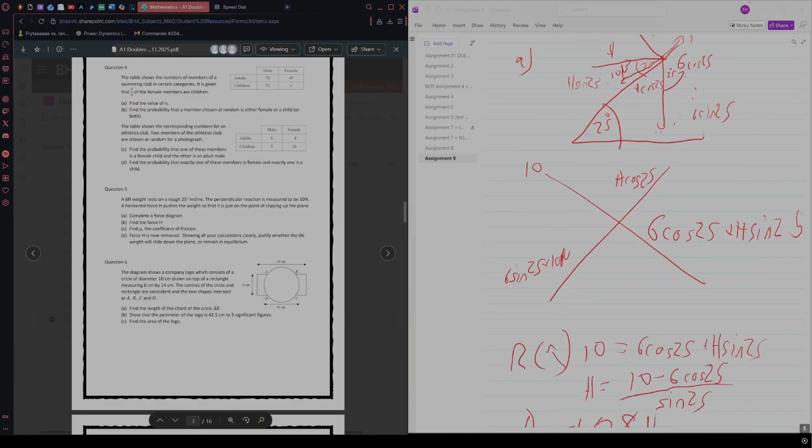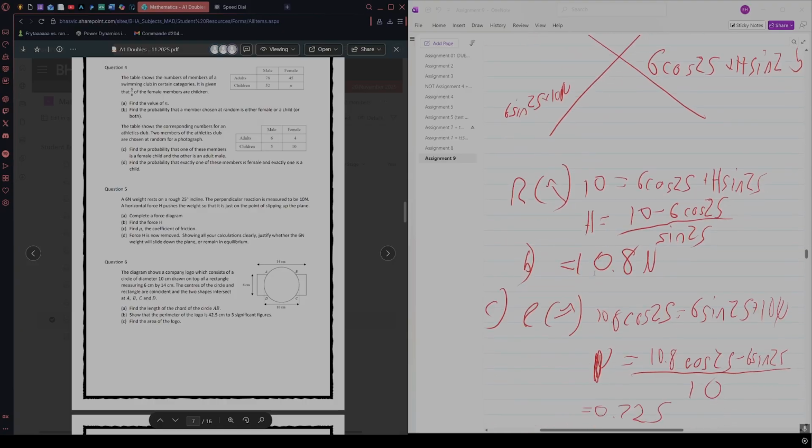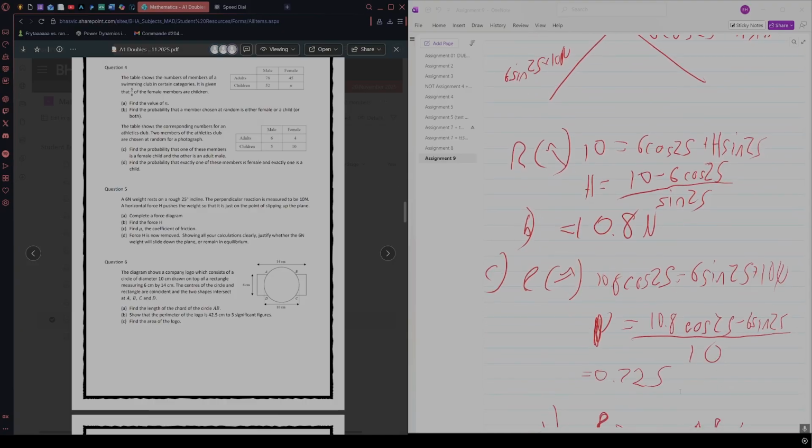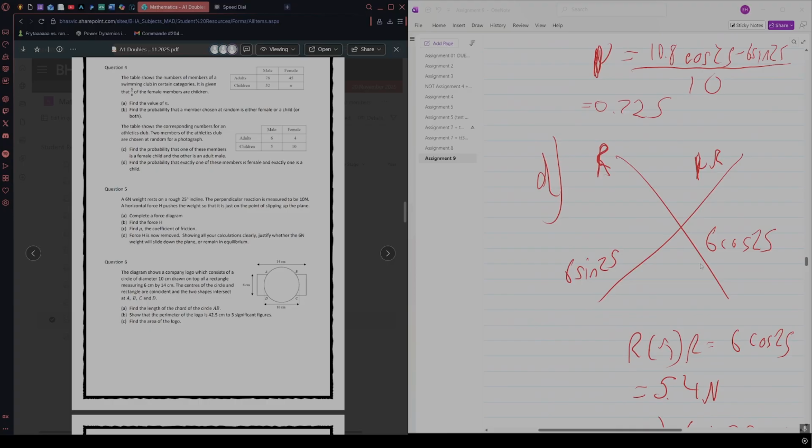Do your cross diagram with all the resultant forces. You have friction as well, which is on the point of slipping up the plane, which means friction's going down the plane. Do your equations of motion, find mu, find h, and then to prove that it will slide down the plane now, friction will go up, because it's asking you if it's going to slide down the plane, so you know friction's going to be going up.